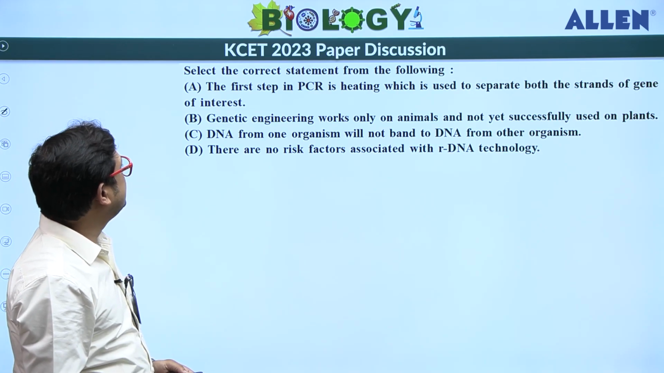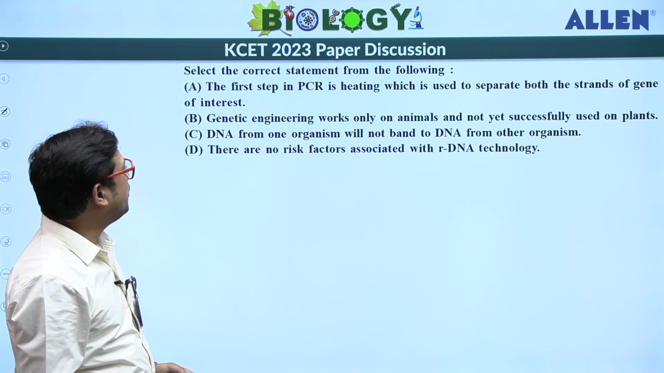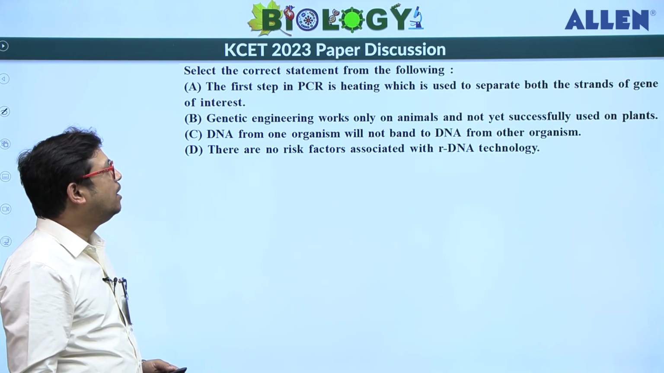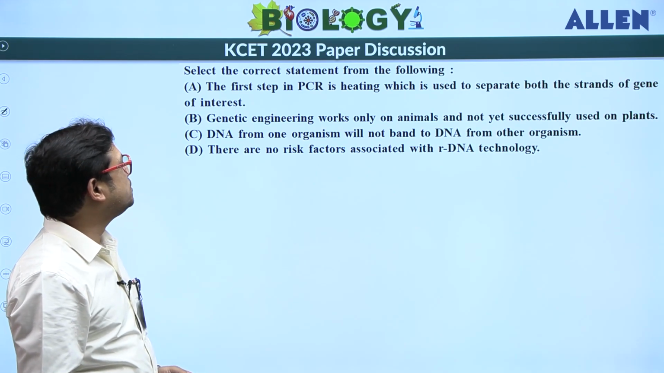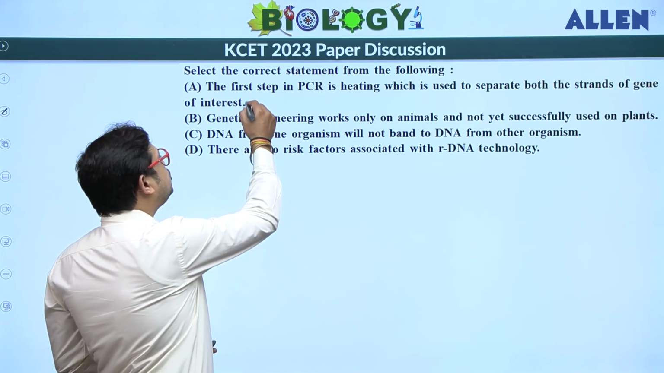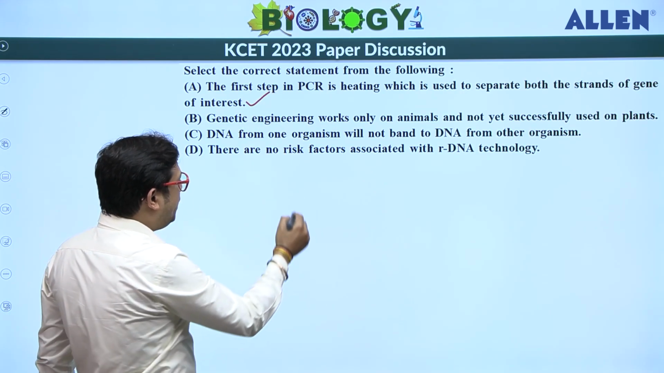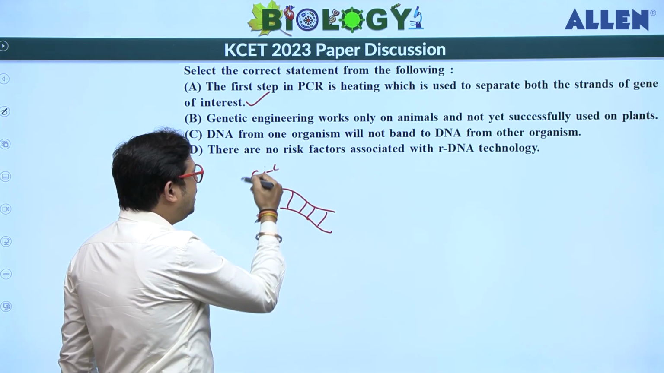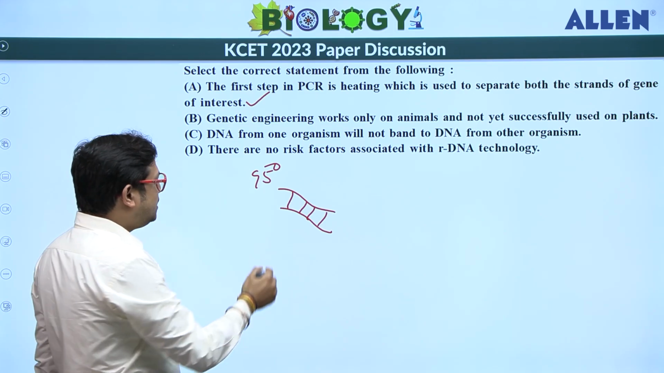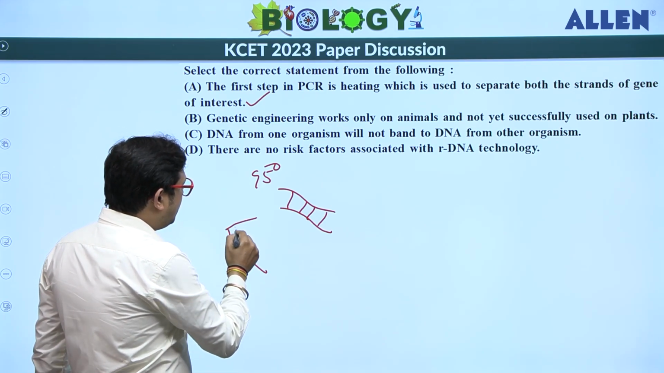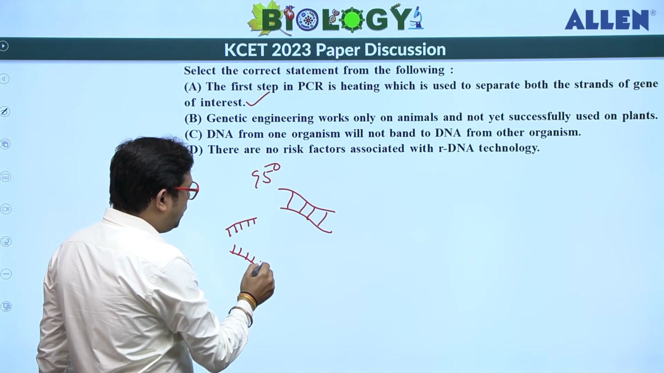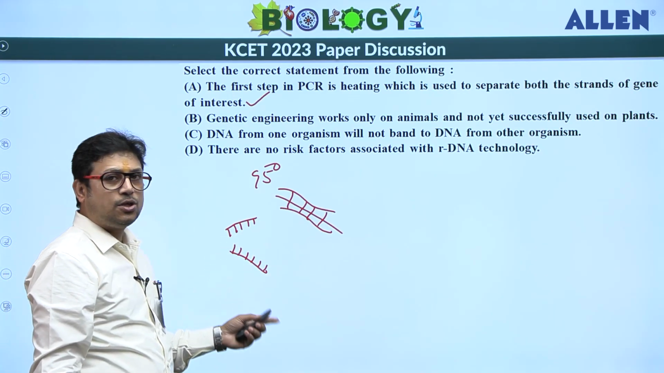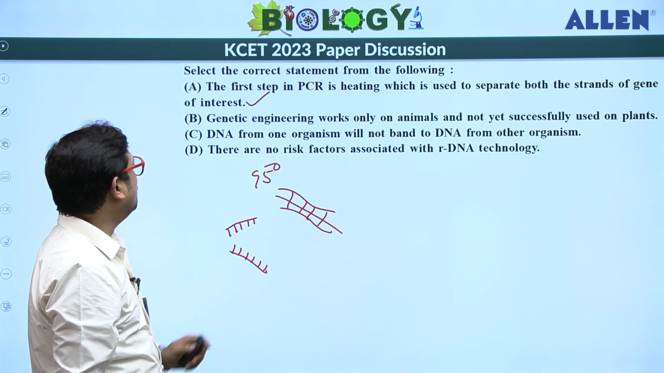Next, select the correct statement from the following. The first step of PCR is heating, which is used to separate both the strands of the gene of interest. This seems to be true, because in PCR we take the double stranded DNA and heat it at 95 degrees Celsius, so that single stranded DNAs are produced. The hydrogen bonds among them will break and this process is called denaturation. So this is true.